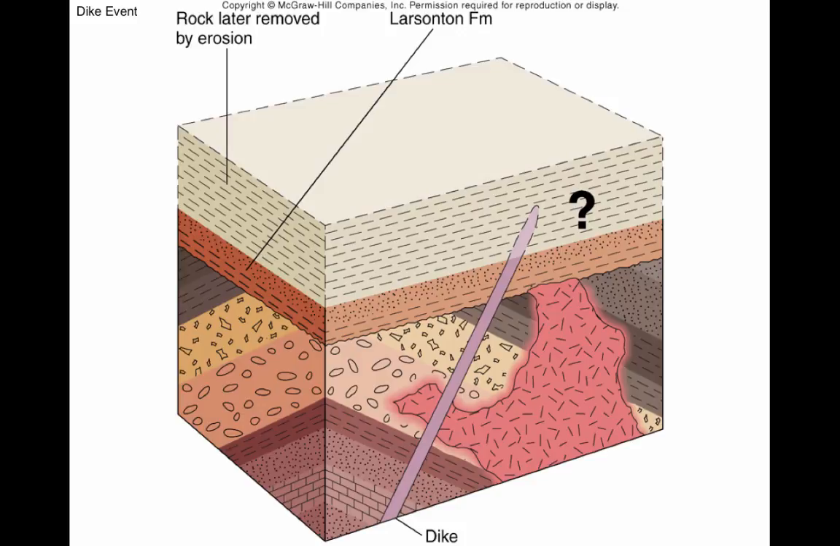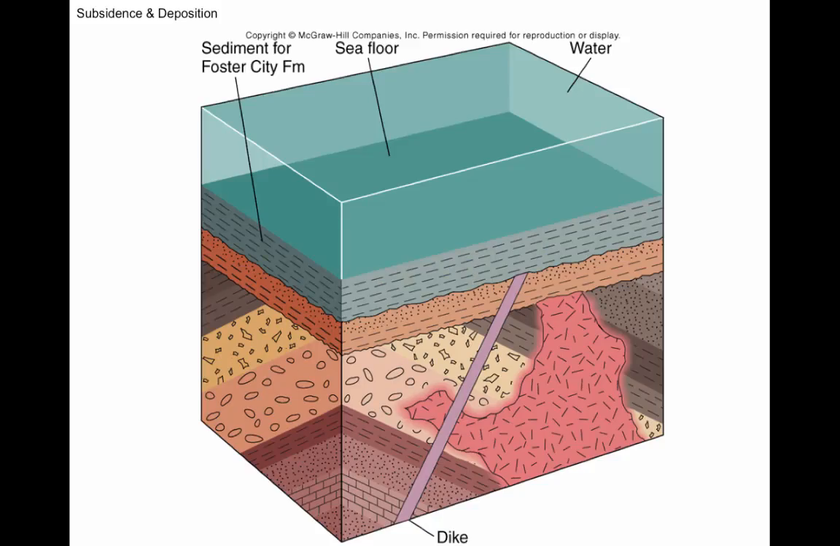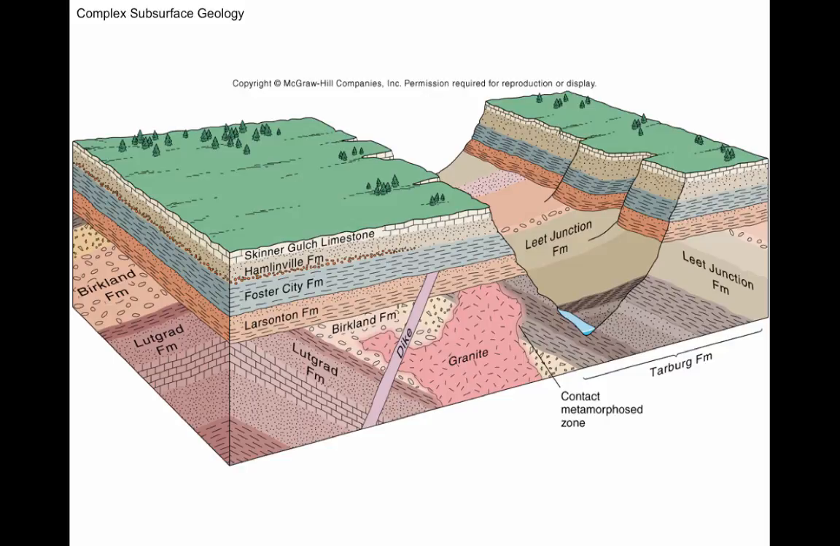A dike, that purple line going up through there, is another intrusion, and that's the most recent thing you see because it's cut across the lower intrusion and the top layers. Now in time we have the dike, the igneous rock exposed on the surface. Again, underwater, more sediments are deposited. Now you have the landscape with the stream running through it. And if that goes on long enough, it turns into this type of landscape. So this is a complex subsurface geology.